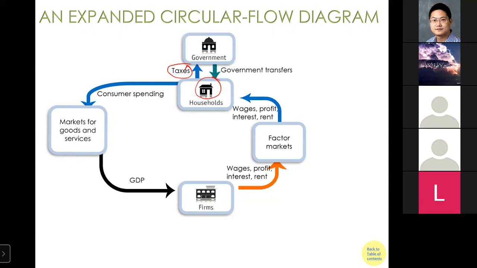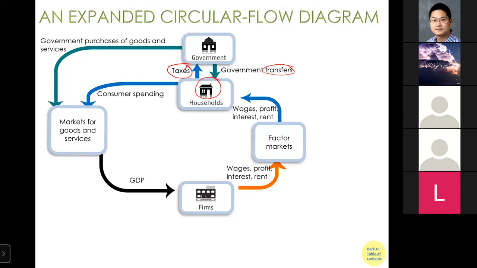The government may provide you with some transfers. Think about unemployment benefits, think about the child care credit, or think about Social Security. Think about Medicare. Social Security is a transfer to senior citizens. Medicare is a transfer to the elderly, or to disabled individuals, for their health care costs.